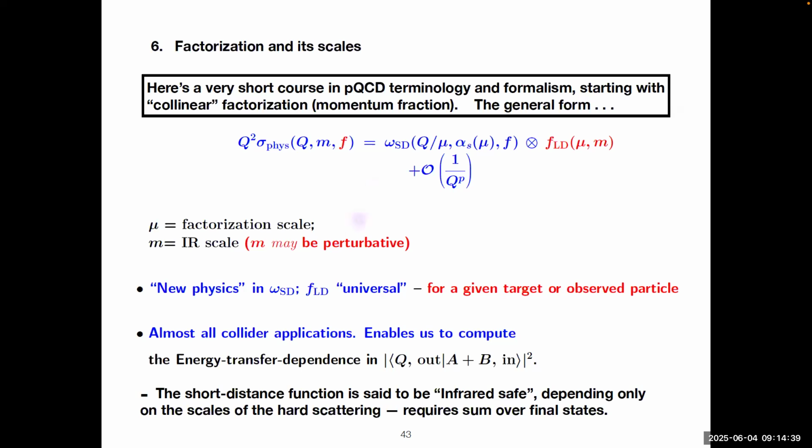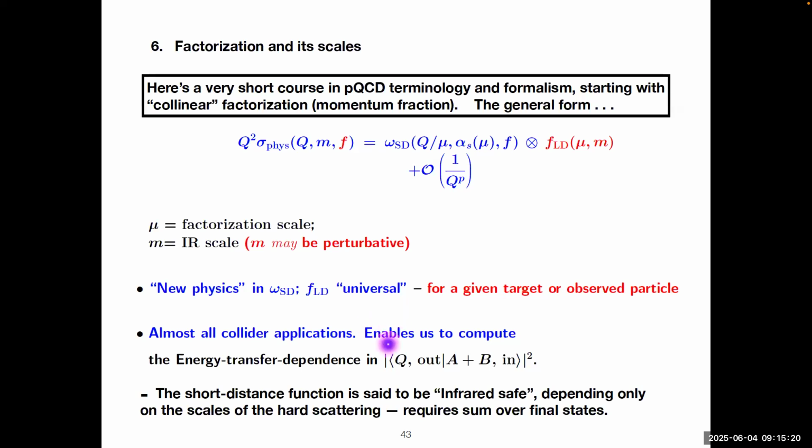So almost all collider applications can be put in this form of a short distance part times a long distance part. The long distance part is universal. We have to get information about it outside of perturbation theory. The short distance part is something we can in principle calculate. And it enables us to compute energy transfer dependence in, for example, a semi-complicated hadronic initial state for some out state with this particular thing we trigger on, which is represented by Q.